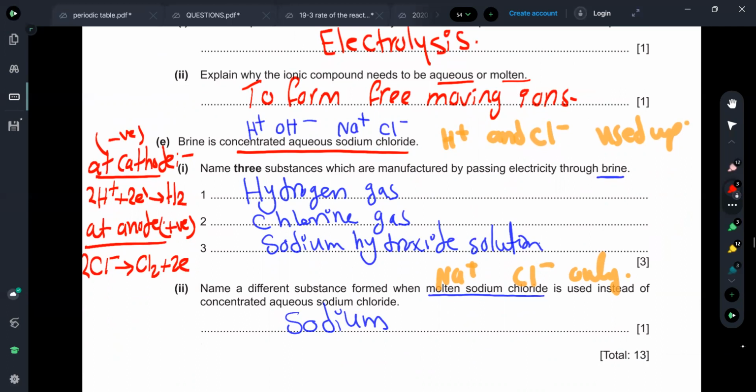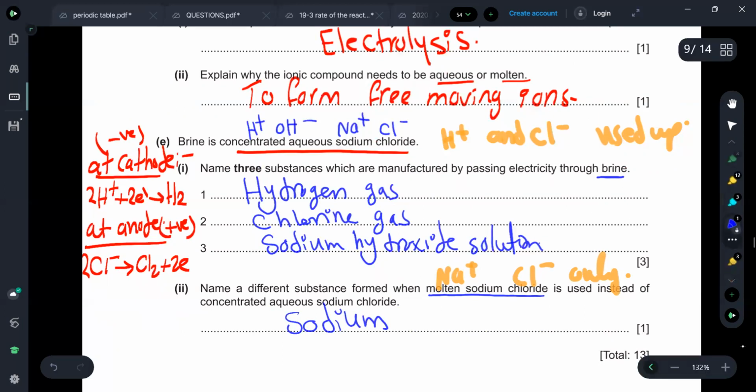Question E. Name 3 substances which are manufactured by passing electricity through brine. First of all, determine the type of ions in solution. You have H ions and OH ions, because aqueous means water, and water dissociates to be H and OH. Then sodium chloride dissociates to be sodium and chloride ions. So we have 4 species in the aqueous solution.